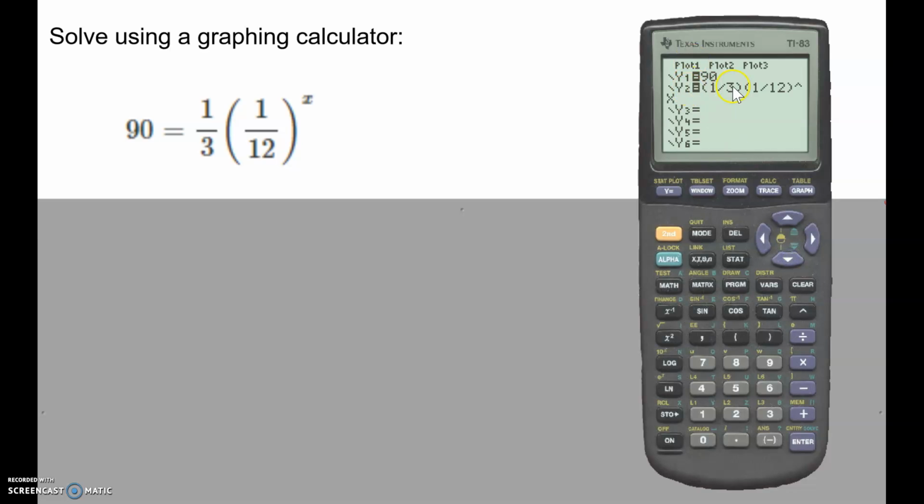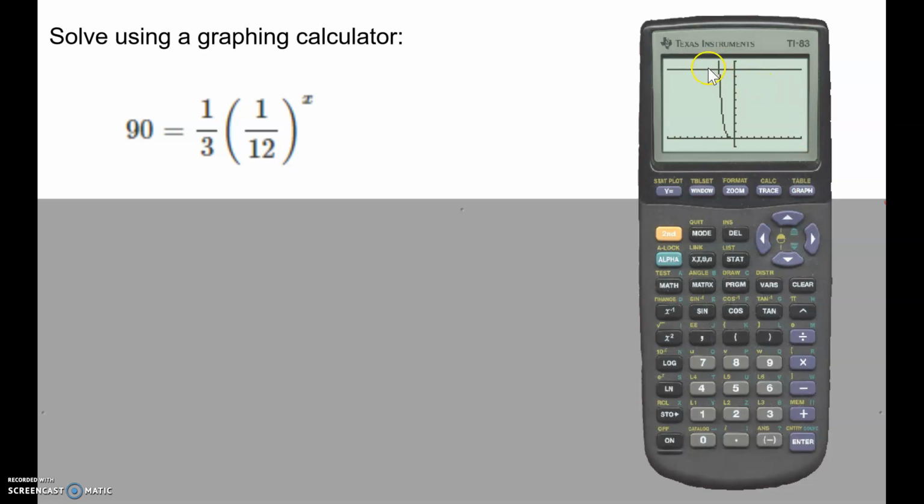Alright, so the first step is to go ahead and put this into my calculator. So I'm going to put y1 as the left side, 90, and y2 as the right side, that 1/3 times the 1/12 raised to the x power. Now I want to think about my window. Obviously my first equation is y equals 90, so I'm going to need to adjust my y's. I left my x's as -10 to 10, but I adjusted the y's from -10 to 100, and just to make it look a little nicer, I adjusted the scale as well. When I hit graph, this is what I see.